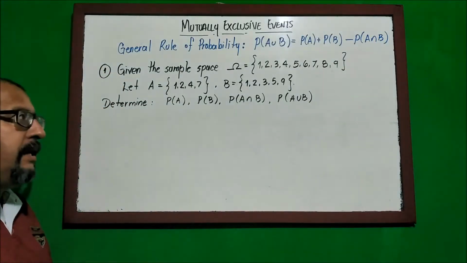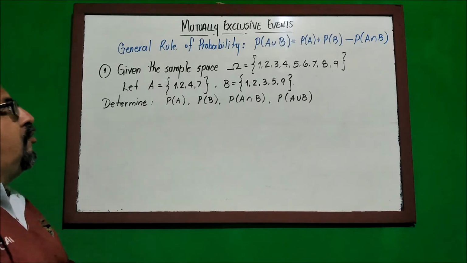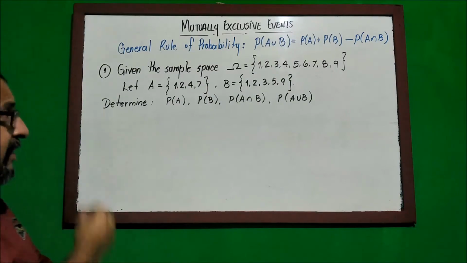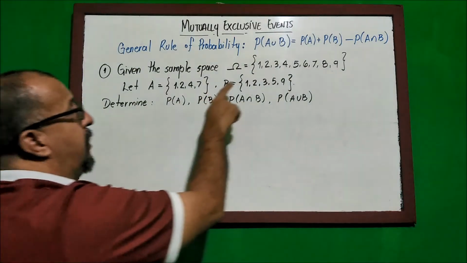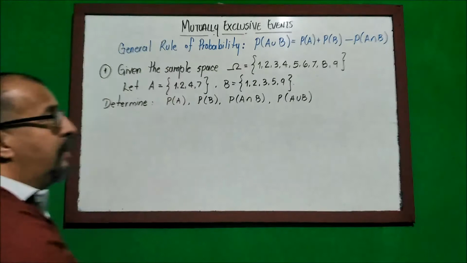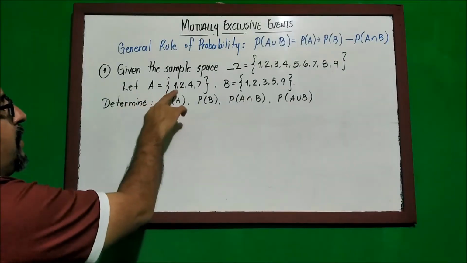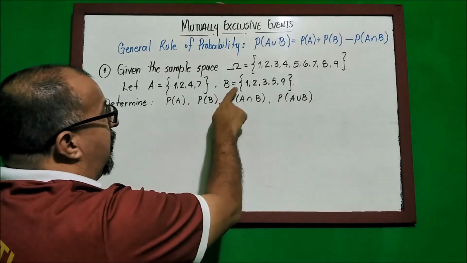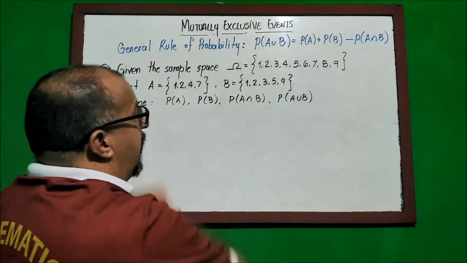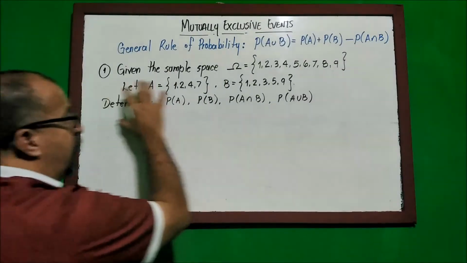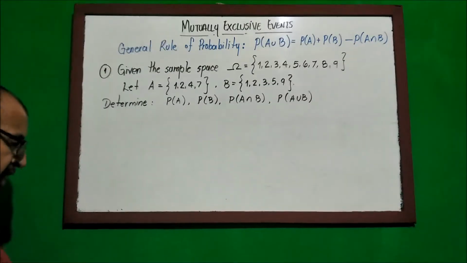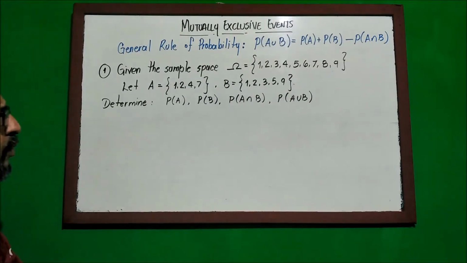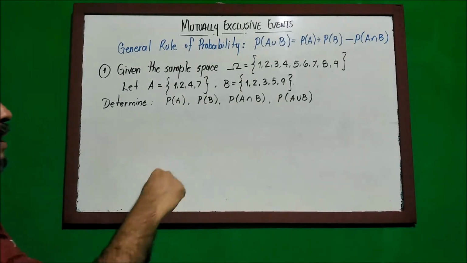So, to understand this general rule for probability in a better way, we're going to use this example. They tell me that we have a sample space that is formed by the numbers from 1 to 9. Let set A be the numbers 1, 2, 4, and 7, and let set B be 1, 2, 3, 5, and 9. So what we're going to do is determine these values. Now, as you can see, we have certain elements that are coincident in both sets, and we also have a group of values that are not part of the sets.